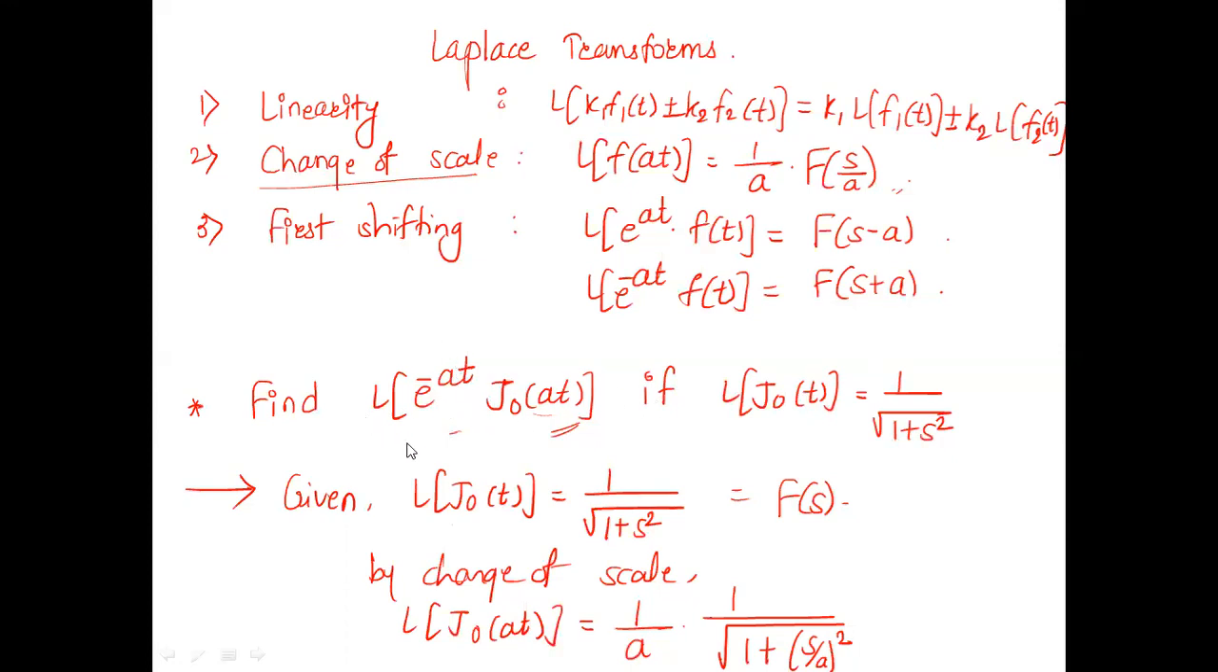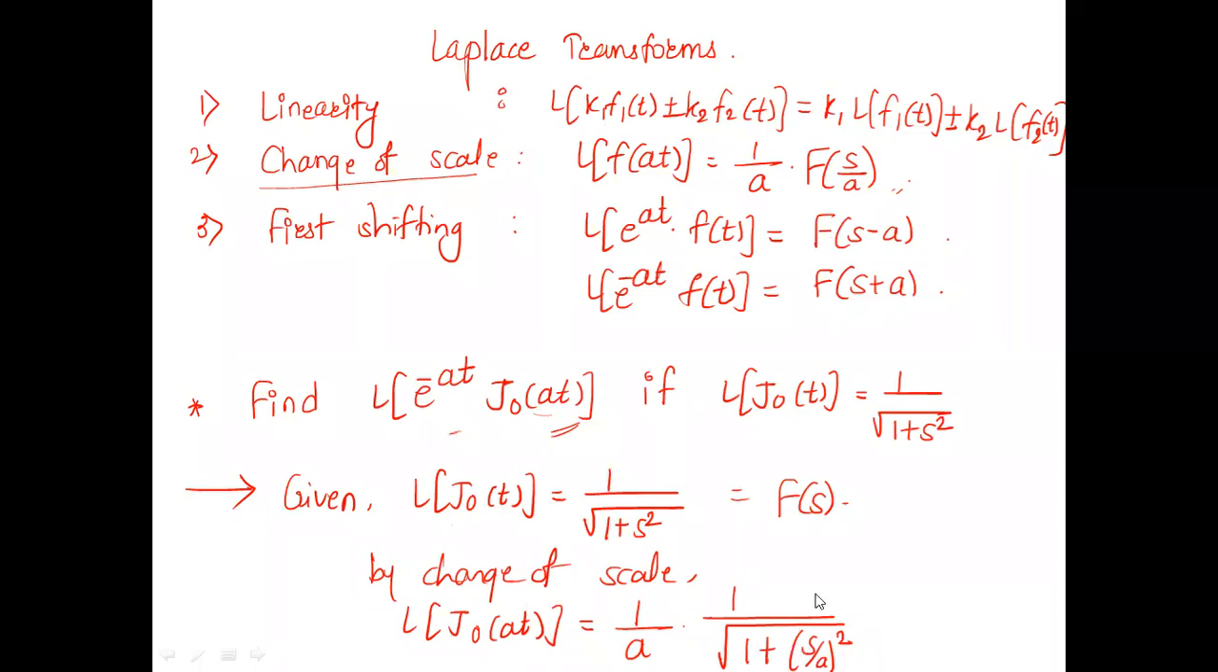Then first is Laplace of j naught of at that we have to find. Given is j naught of t. J naught is just notation like f of t. So when t becomes at, that is the change of scale property. The property is 1 upon a into f of s upon a. Here a is a, so 1 upon a, and wherever s is in f of s, it becomes s by a, by this property, change of scale.